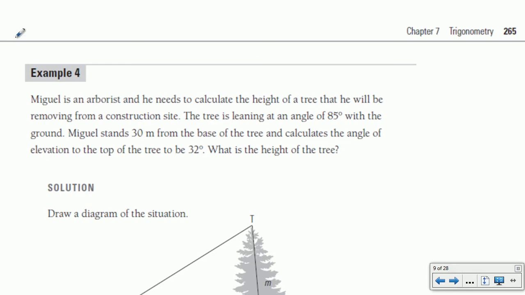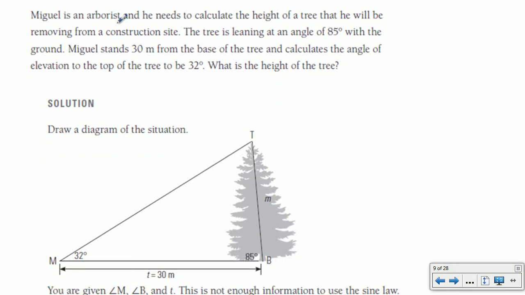Now let's have a look at example number 4. Miguel needs to calculate the height of a tree that he will be removing. The tree is leaning at an angle of 85 degrees with the ground. He is 30 meters from the base of the tree and calculates the angle of elevation to the top of the tree to be 32 degrees. What is the height of the tree? So we need to figure out what this side is.